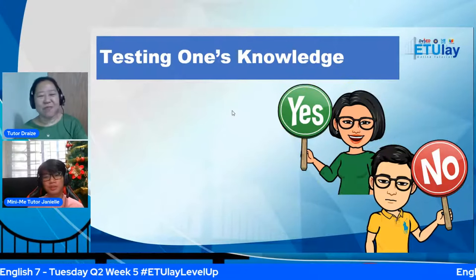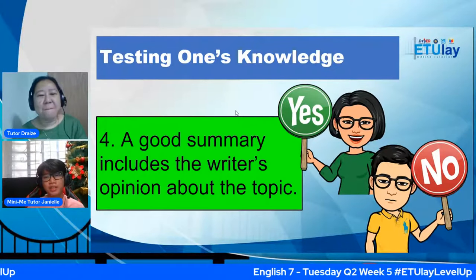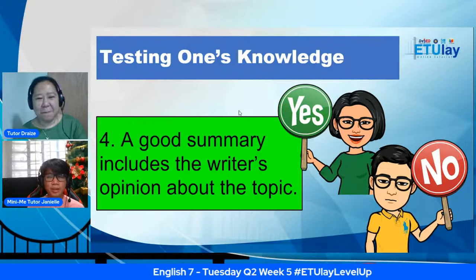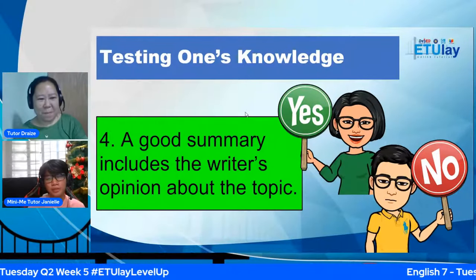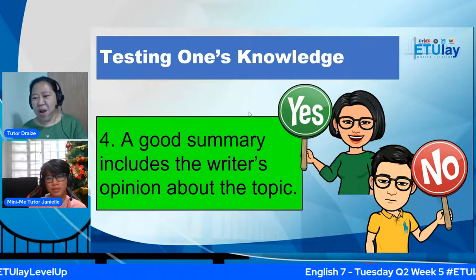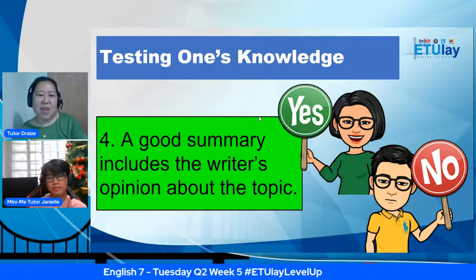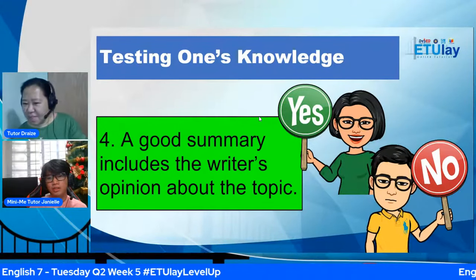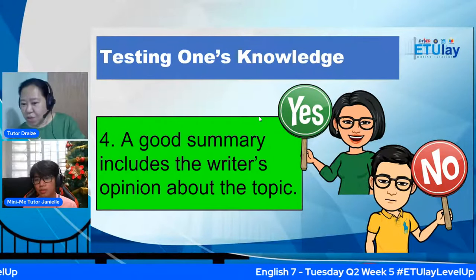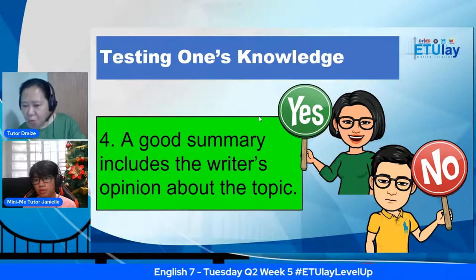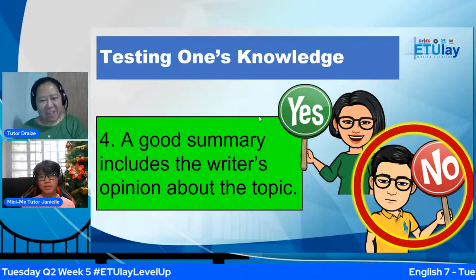Next, let's have number four. Kuya Janiel, please read. For number four, a good summary includes the writer's opinion about the topic. Do you think that's a yes or a no? I think, ma'am, that's a no. Is it a no? Should we not include our opinion about the topic? Let us check. We have John Michael Janko with a no, and Rich Armeline also a no. Rhea, also a no. Let us check the answer. Very good, that's a no.